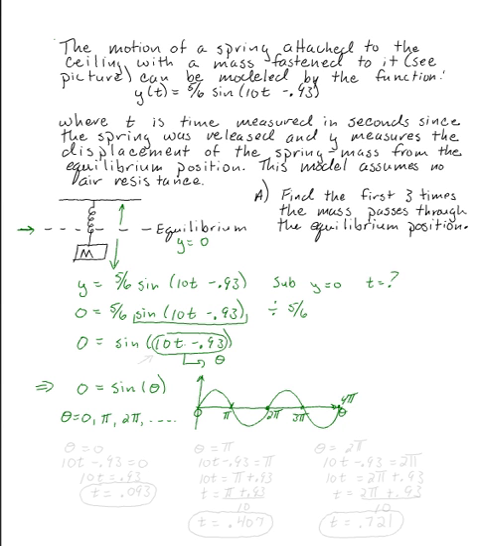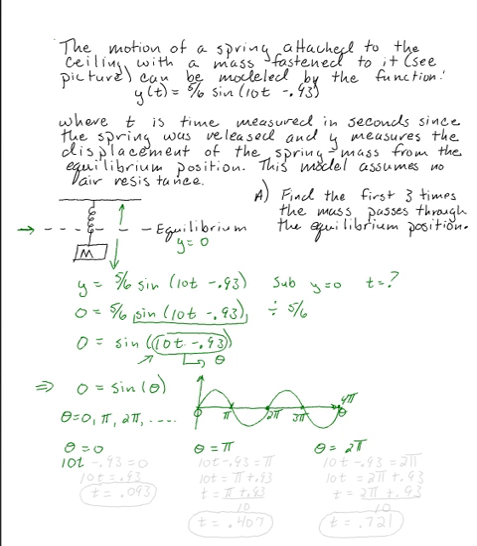Now let's go back. Remember that I don't have just theta in here. I actually have 10t minus 0.93. So what I'm going to do now is put back what theta was actually equal to, and that's going to result in 3 equations. I want to solve theta equals 0, theta equals pi, and theta equals 2 pi. Then I'm going to replace this 10t minus 0.93 in place of theta in each of these 3 equations, and then simply solve for t.